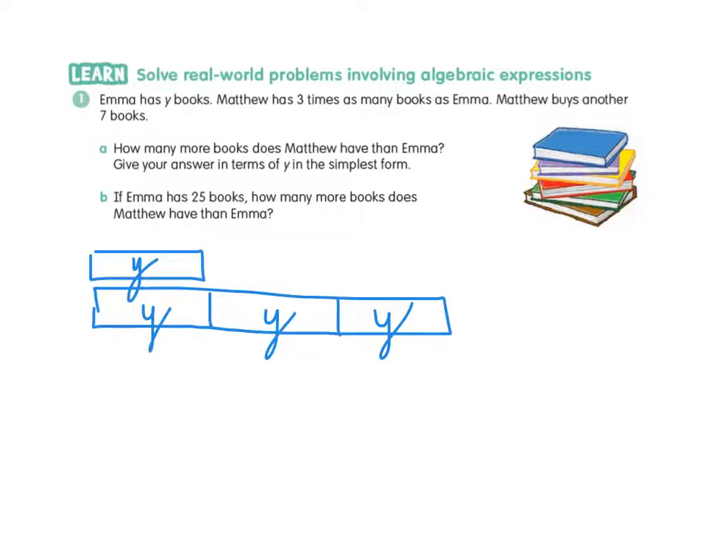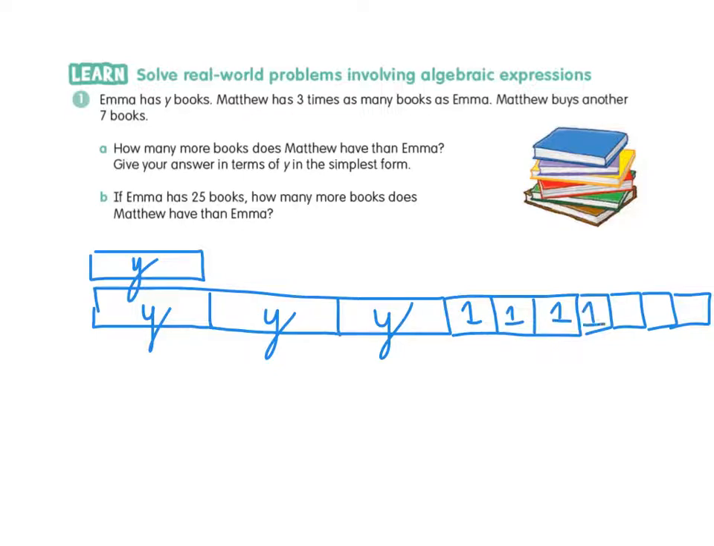Then he buys more books, 7 more. Now I don't know how big to make the 7 more. It's not necessarily going to be this times 7. We don't know how big to make the boxes, so I'm just going to guess, and I'm going to say 1, 2, 3, 4, 5, 6, 7. Let's say that those can represent the 7 more books that Matthew has. So each one of these is just going to be 1 book.